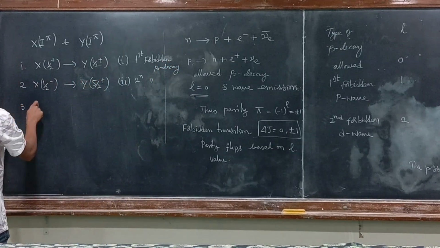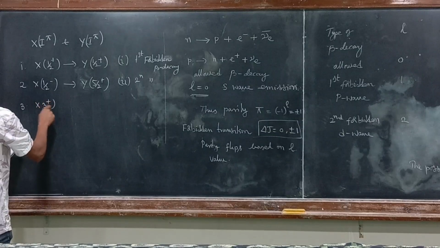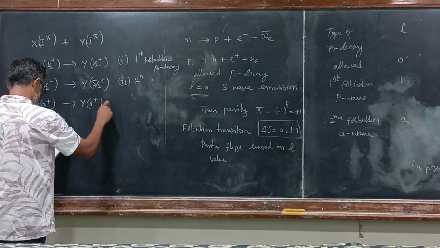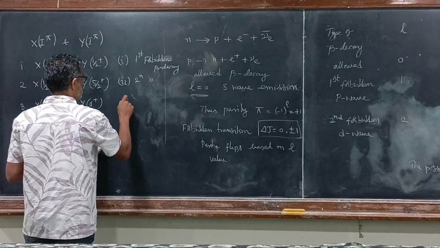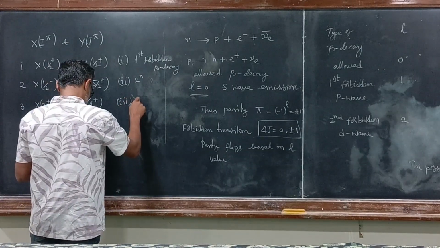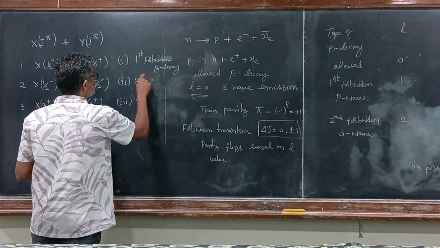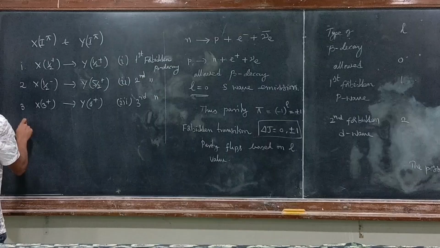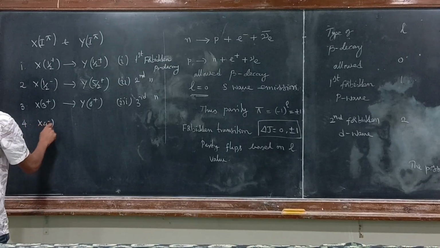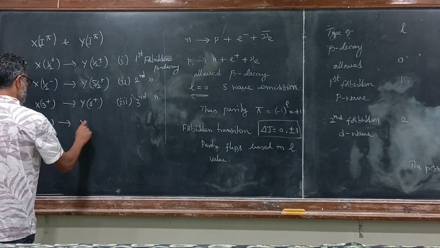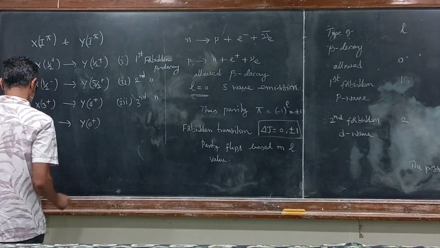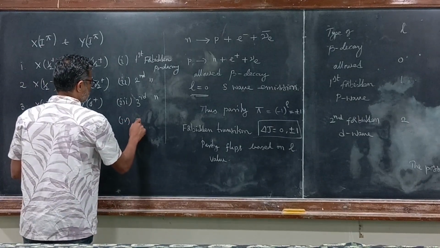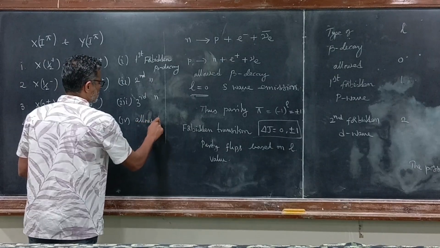And the third option, X 3+ goes to Y 0+. The third option is, let's say, third forbidden beta decay. And the fourth one, X 4- goes to Y 0+. The fourth one is allowed beta decay.